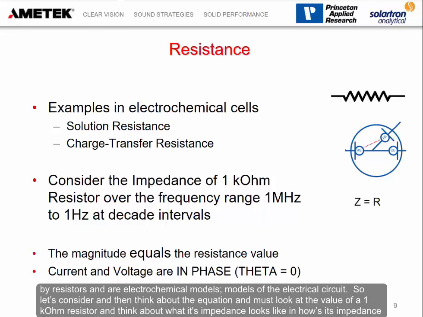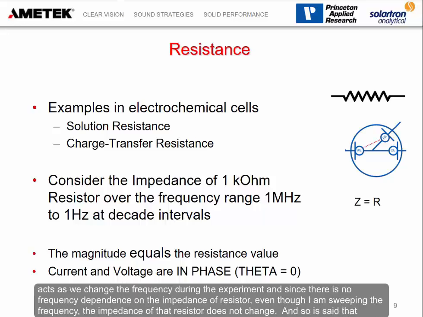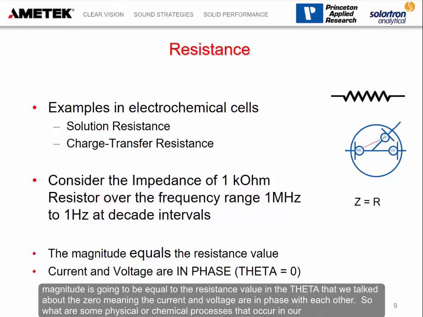So let's consider then the equation, and let's look at the value of a 1 kilo ohm resistor, and think about what its impedance looks like and how its impedance acts as we change the frequency during the experiment. And since there's no frequency dependence on the impedance of a resistor, even though I am sweeping the frequency, the impedance of that resistor does not change. And so we'll say the magnitude is going to be equal to the resistance value, and the theta that we talked about would be 0, meaning the current and voltage are in phase with each other.